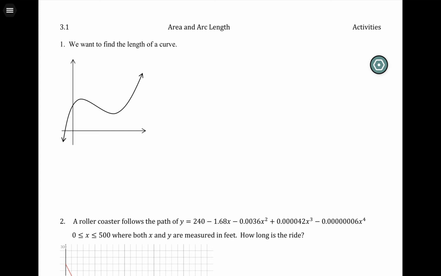Hi everyone. In this section we're going to work on two topics that I don't think will be too hard to get a handle on. So first we're going to talk about arc length. We're going to work up a formula for finding arc length, and then we're going to talk about area between curves, which is like a tiny baby step from finding area under curves.